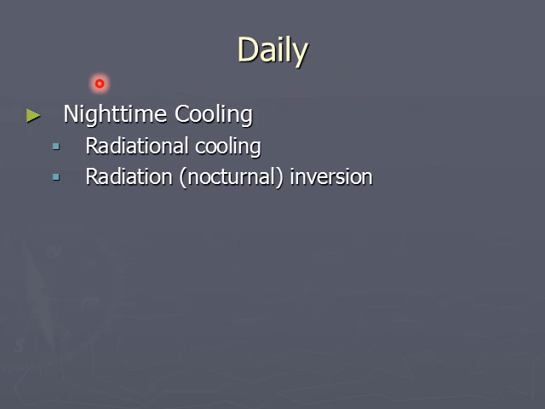Now, we'll talk about what happens in the night. When the sun goes away, the Earth still has energy, and you have what is called radiational cooling. The Earth will emit infrared radiation out into space, and this cools off the atmosphere. It also produces what's referred to as a radiation inversion, and we'll talk about that here in a bit.